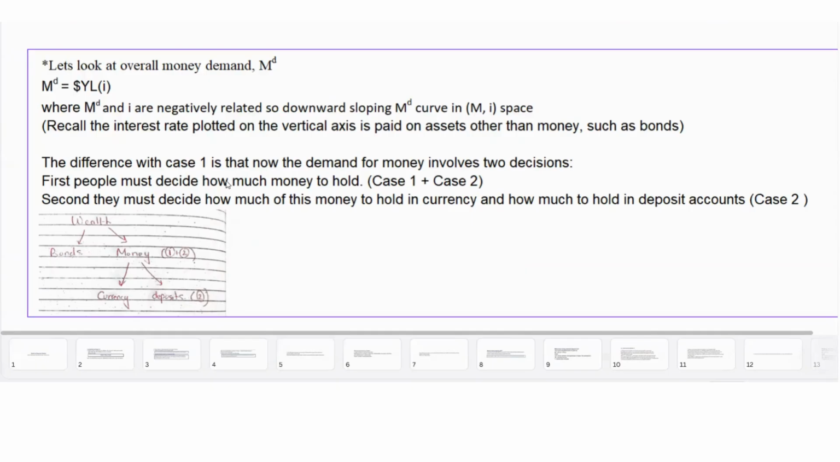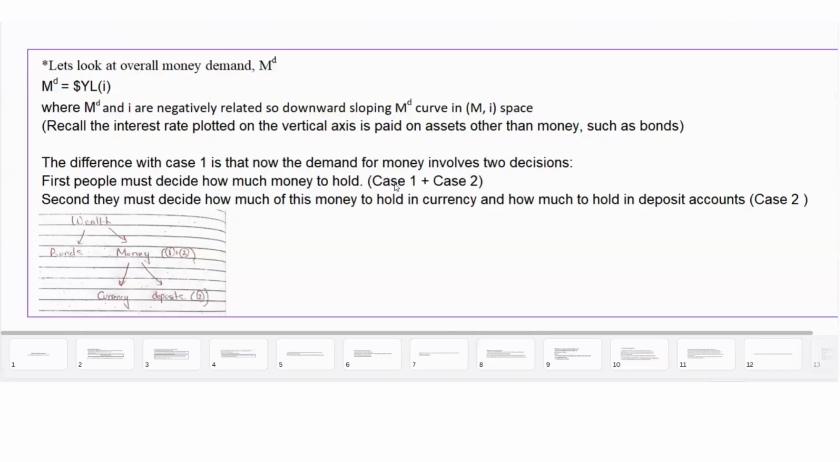So overall money demand in this case, like the case where we do not have a banking sector, is still $Y L(i)$. The only difference is now you have to make two decisions. The first decision is how much of your wealth goes in bonds and money, as it was in case one, where you did not have a banking sector. And the second decision, which you now have to make with the banking sector, is also the type of money that you want to hold. Do you want to hold it in the form of currency or deposits?